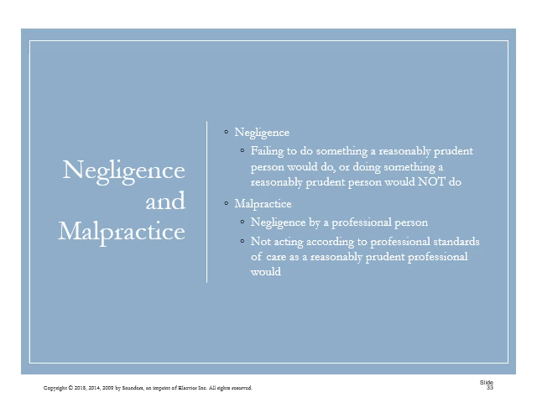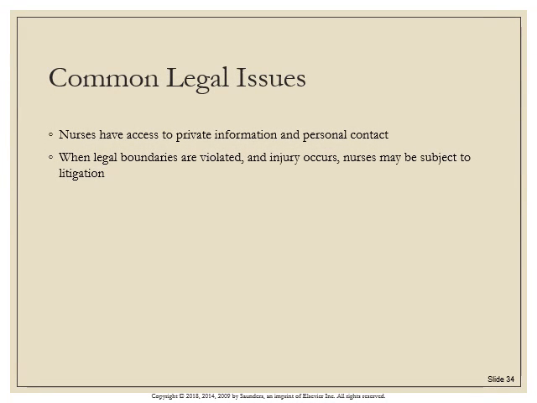In order to prove malpractice, 4 elements must be present: duty, a breach of duty, causation, and injury. Common legal issues. As nurses, we have access to patients' private information and personal contact information. It is our responsibility to keep the patient's information safe. When legal boundaries are violated and injury occurs, nurses may be subject to litigation. What is litigation? Litigation is another word for lawsuit.